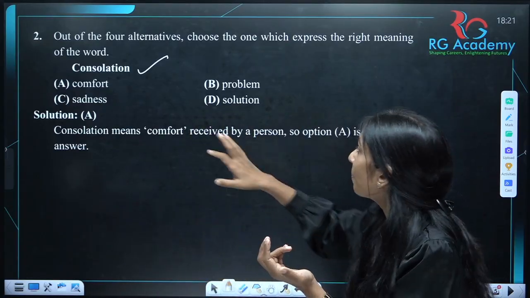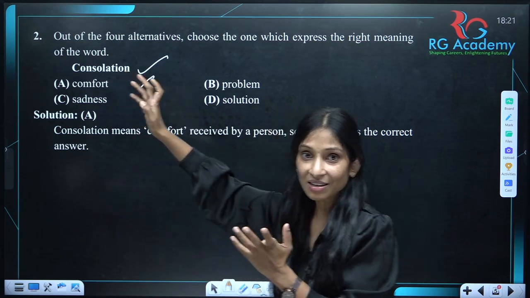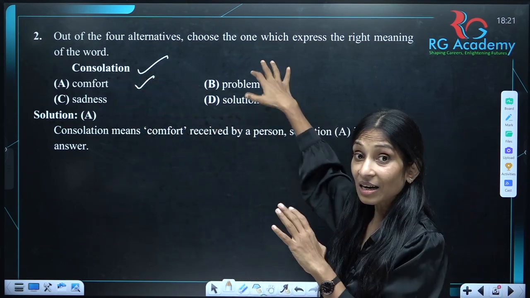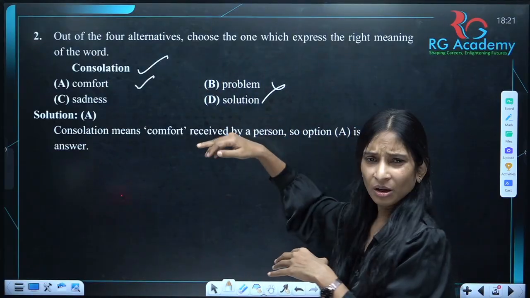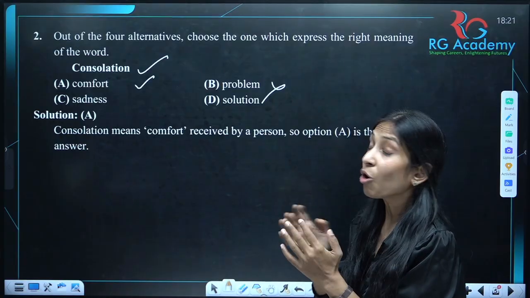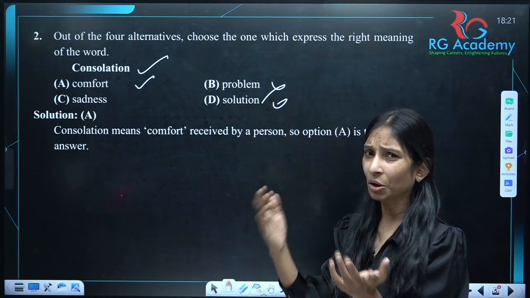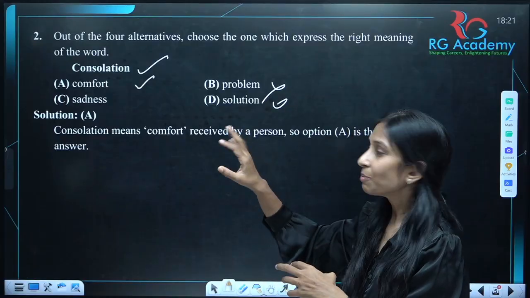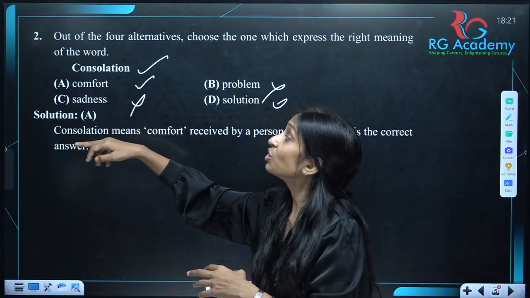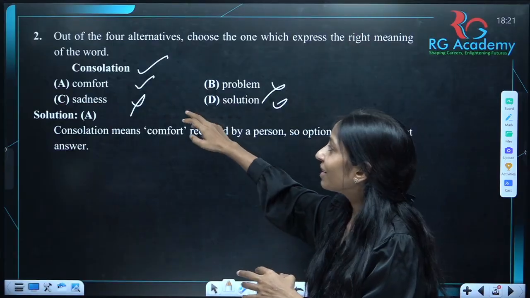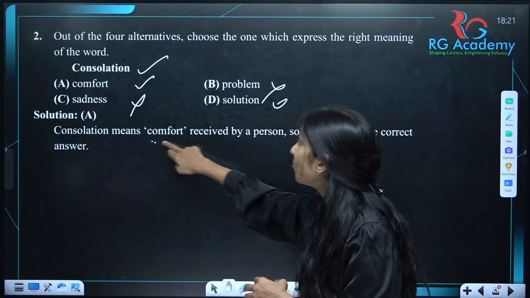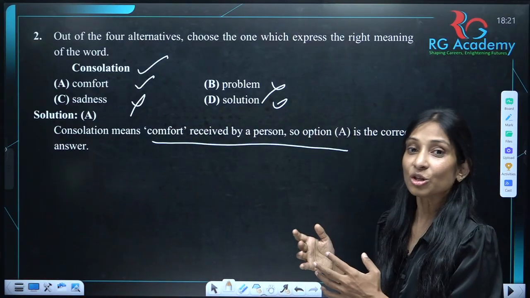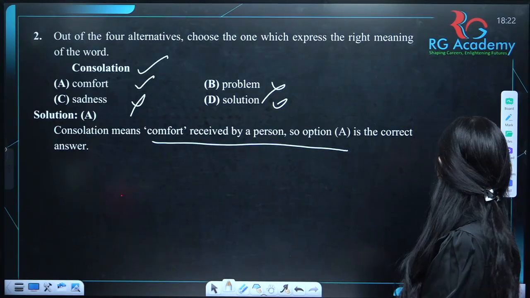Now let us see comfort. Yes, the correct answer is comfort, but let us see the other options as well, whether they are suitable for the word consolation. Problem? No. The word problem doesn't suit, obviously. Solution? No, right? It can be in another sense but not the correct answer. Sadness, not at all, ruled out, right? So the correct answer for the word consolation is comfort, because it is comfort received by a person, right? So that's why the correct answer is comfort.